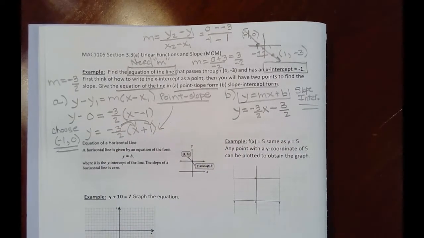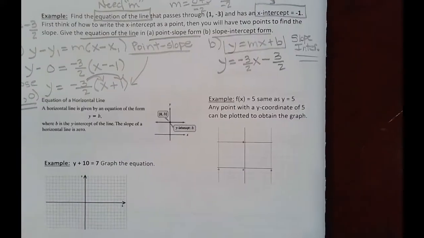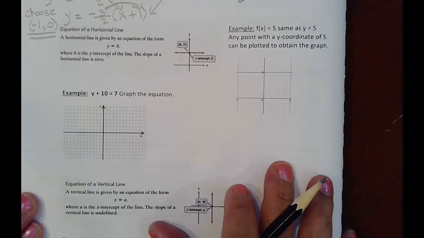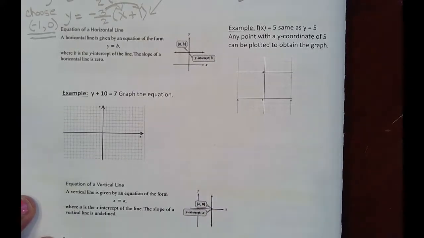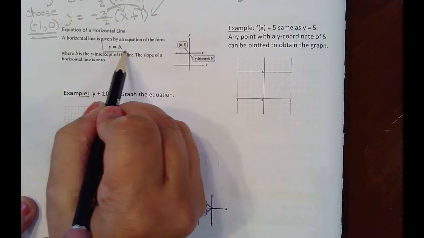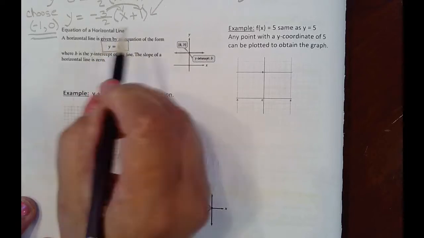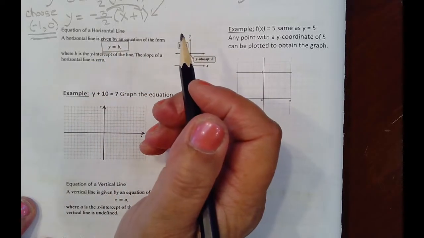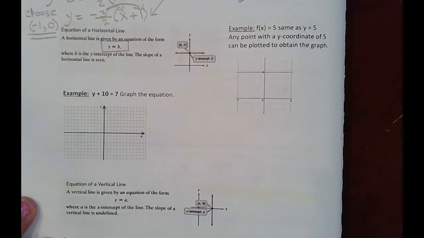Moving to the next, let's see if I can zero in on this a little bit, make it a little bit bigger. Going to the next problem, we're going to talk about how you write the equation of a horizontal line. All horizontal lines come in this form. y is equal to, and then whatever the y-intercept is.